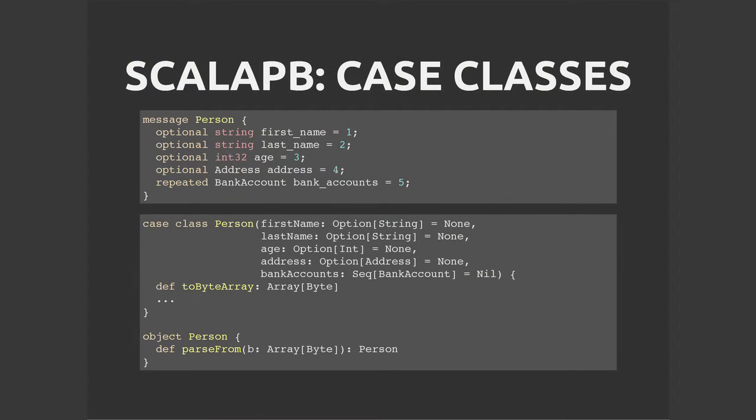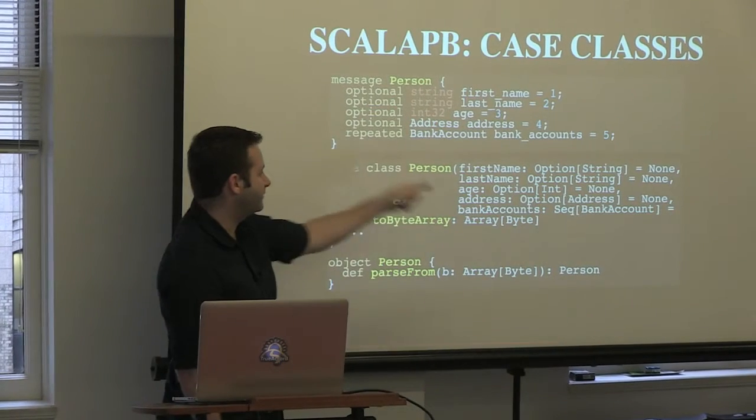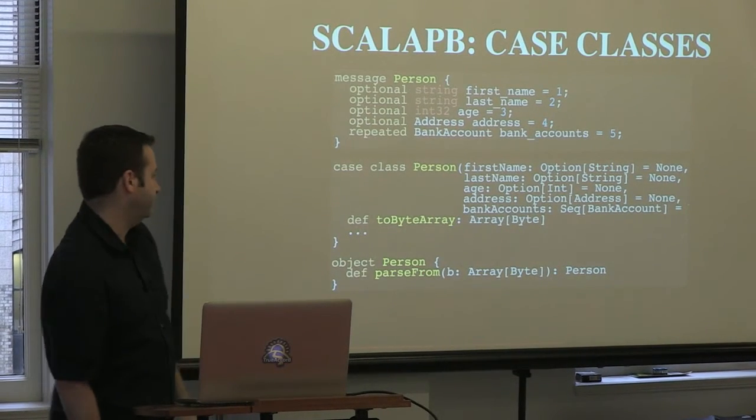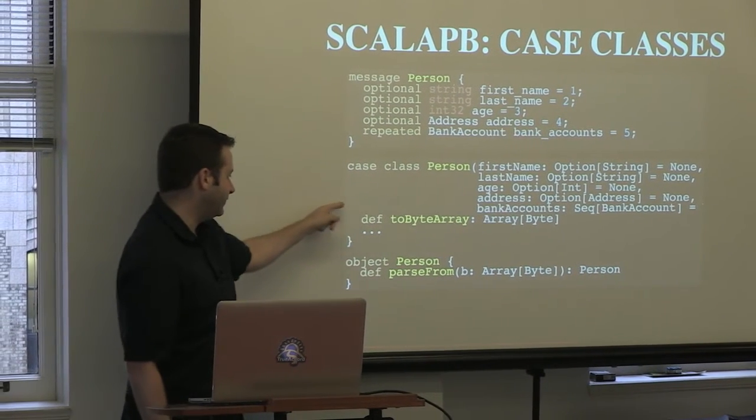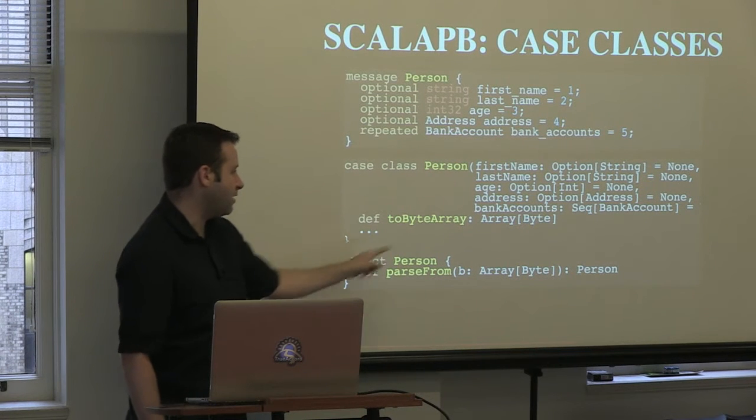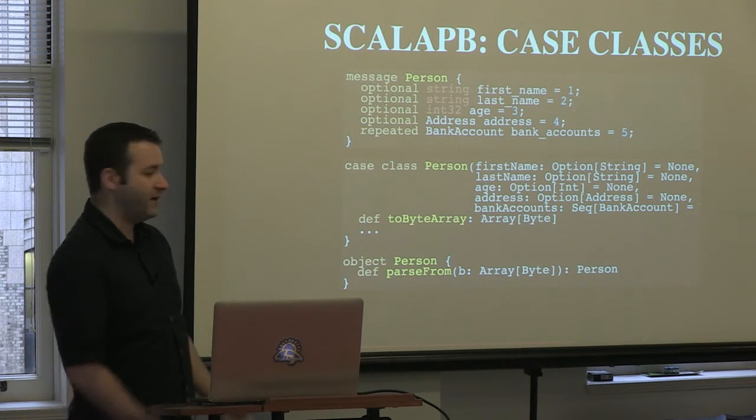So this is what it looks like. This is the message Person that we had before. And this is the case class you get from it. Everything that was optional here becomes an Option there with a default of None. And you get a toByteArray method. And at the companion object, you can parse an array of bytes and get the person back.